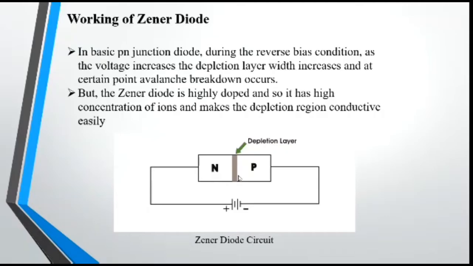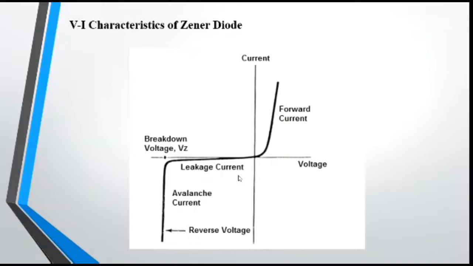Now let's come to the characteristics of the Zener diode. Here, when the diode is connected in forward bias, it acts as a normal diode. But when a reverse bias voltage greater than the Zener voltage is applied, a sharp breakdown takes place. That is at VZ, the Zener voltage. It is also known as the knee voltage because at this point the current increases very rapidly.